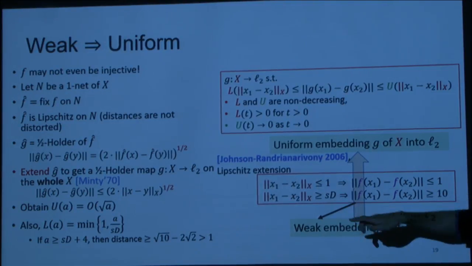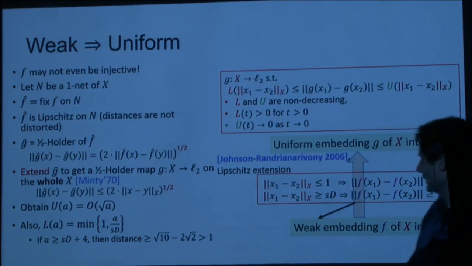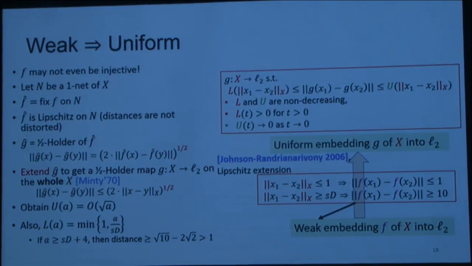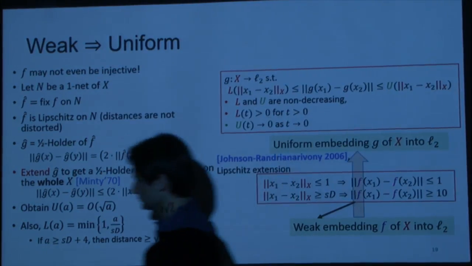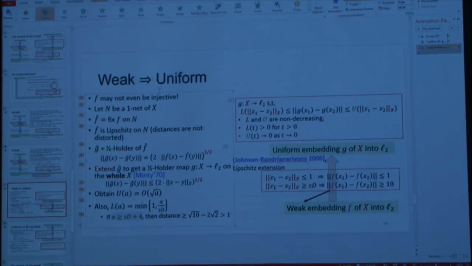I copied wrong. It shouldn't be two. And it is at least, so the image is at least 10. So g is actually the root of the function f. So it should be root of 10 minus 2 root 2. And this is bigger than 0. There is no 2 here.